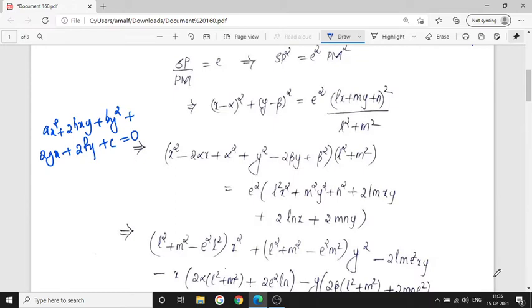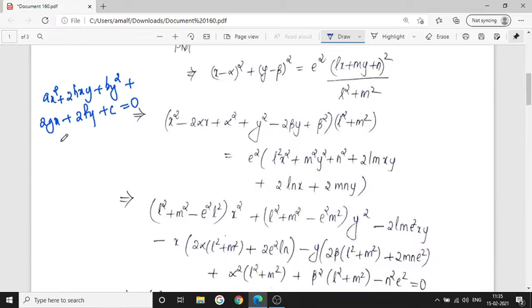Now let us write this in this form. The coefficient of x square will be l square plus m square minus e square l square. Then the coefficient of y square will be l square plus m square minus e square m square. Then the coefficient of xy is going to be minus 2lm e square. Then the coefficient of x will be minus 2 alpha (l square plus m square) plus 2 e square ln. Then the coefficient of y is minus 2 beta (l square plus m square) plus 2mn e square.